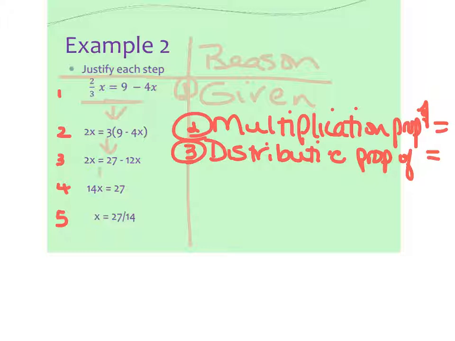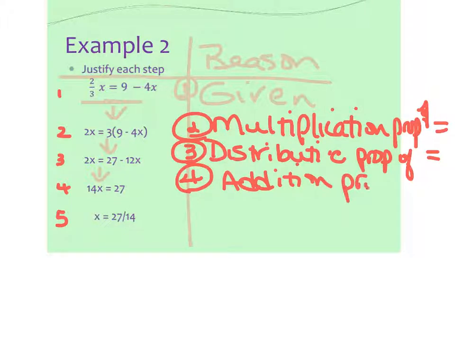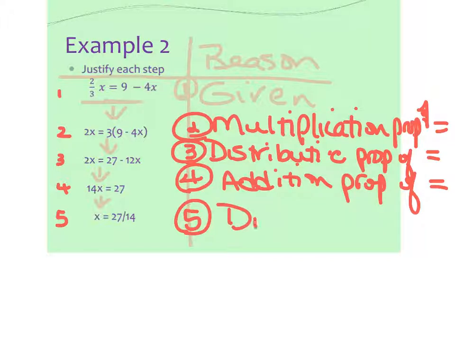Okay, now we're going from step 3 to step 4. What did they do in that step? How did they get to the 14? The addition property of equality. And lastly, what did they do from step 4 to step 5? Yes. Good. The division property of equality.